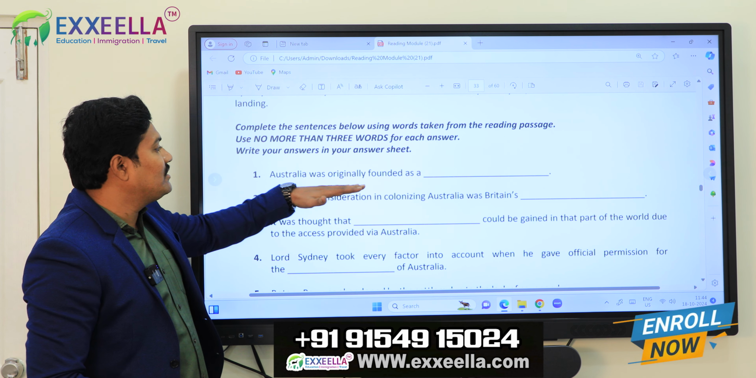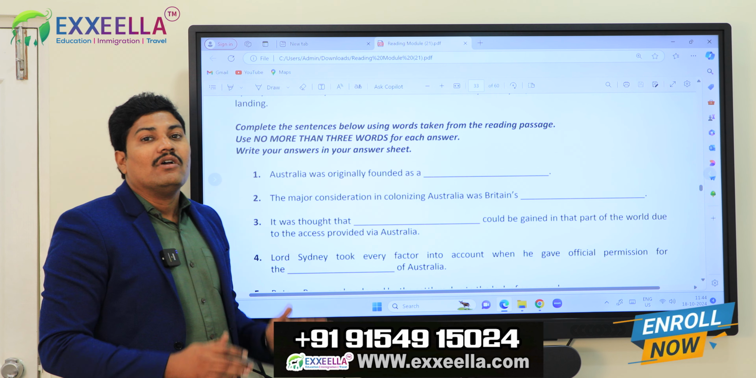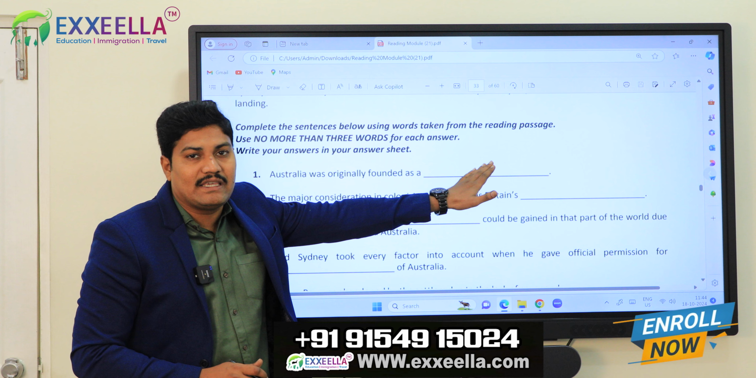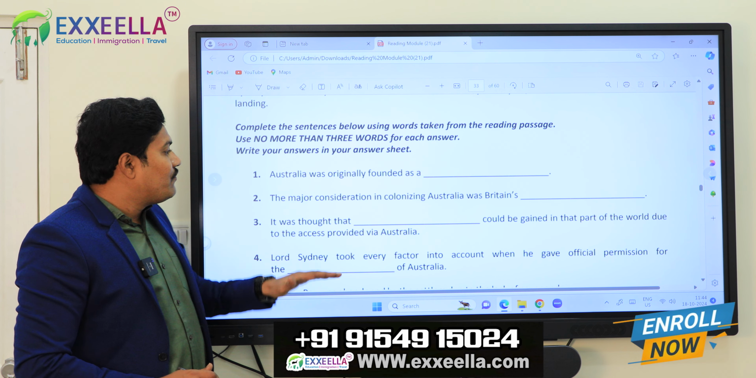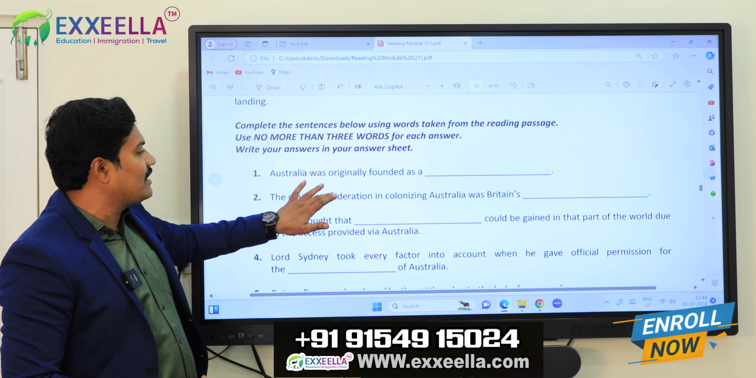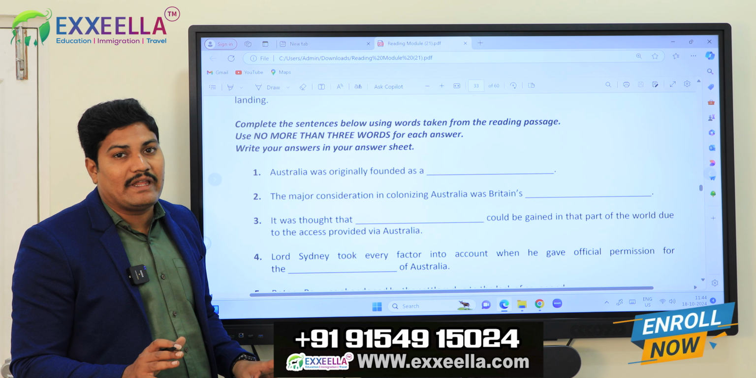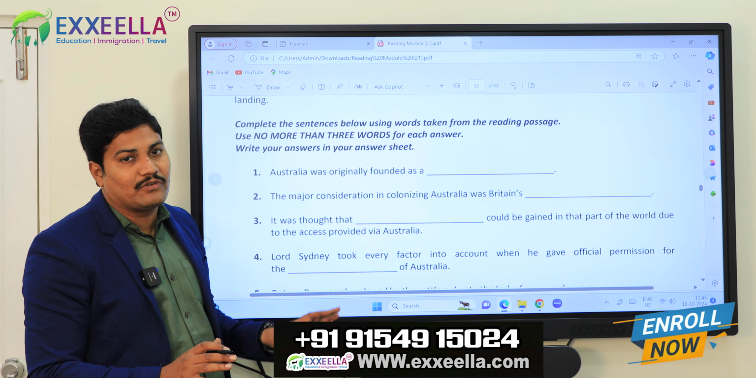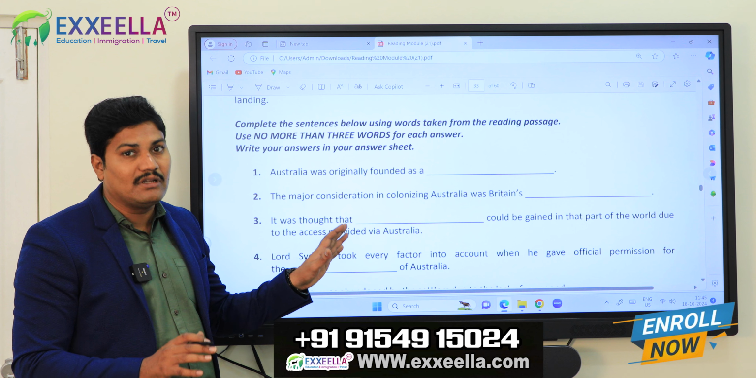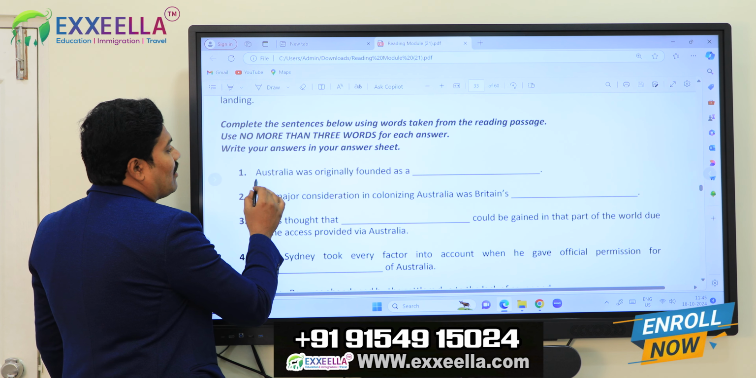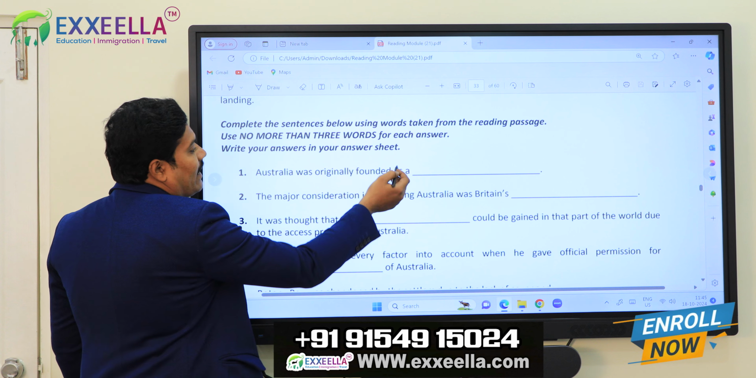See, we have a question and we have a blank here. We need to find out the missing information for this sentence. For every sentence completion question type, we have to find out the missing information. This is very crucial to find the answer for the reading module sentence completion question type. Now, let's see the first question. Australia was originally founded as a.